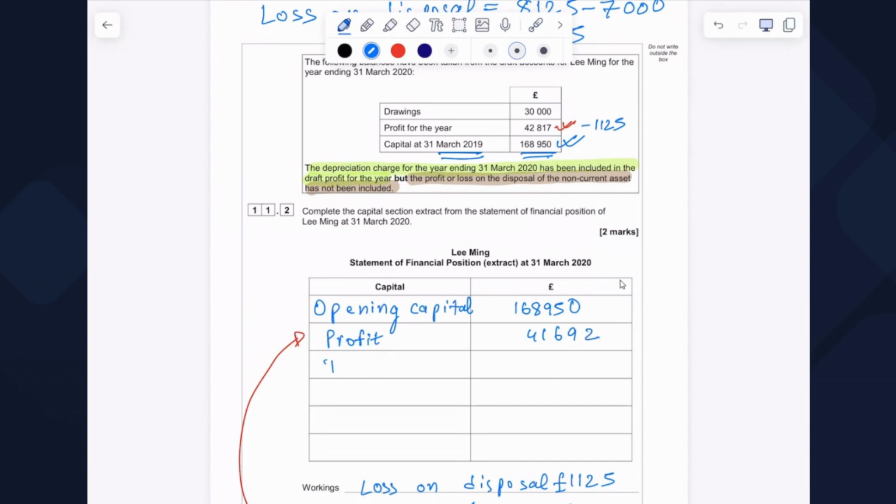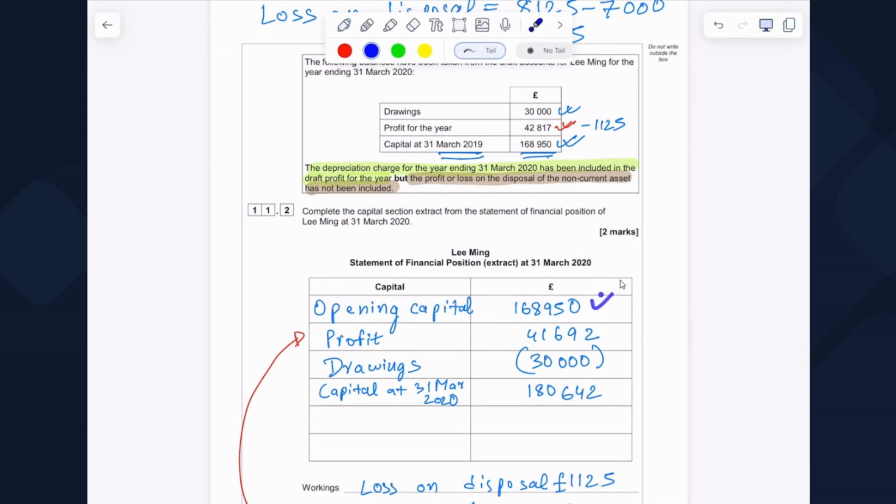Then we are going to take away drawings, which is given to us as £30,000. Since we are subtracting this, we are going to keep it within a bracket to reflect that we are subtracting this. And all of this together would give us the closing capital at end of 31 March 2020, which is 180,642. So let's have a quick recap.